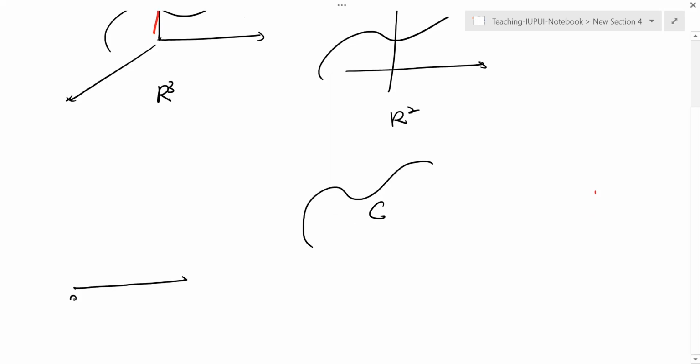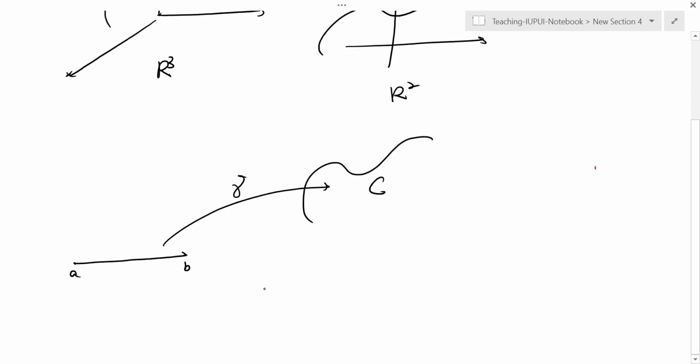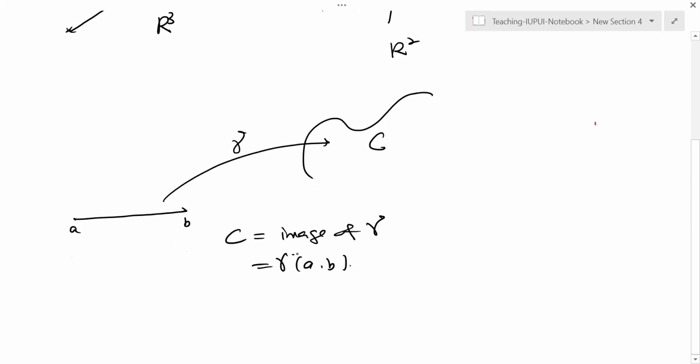So a map, from the interval A, B. In order to understand this curve, I have to find a map, called gamma, such that C is going to be the image of gamma. That's the image: you send the interval onto the curve.